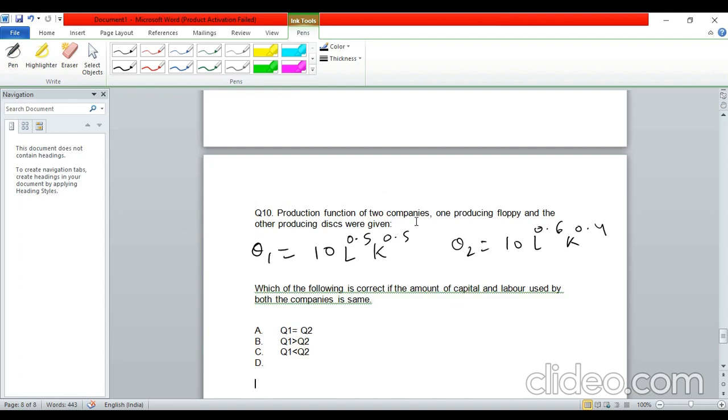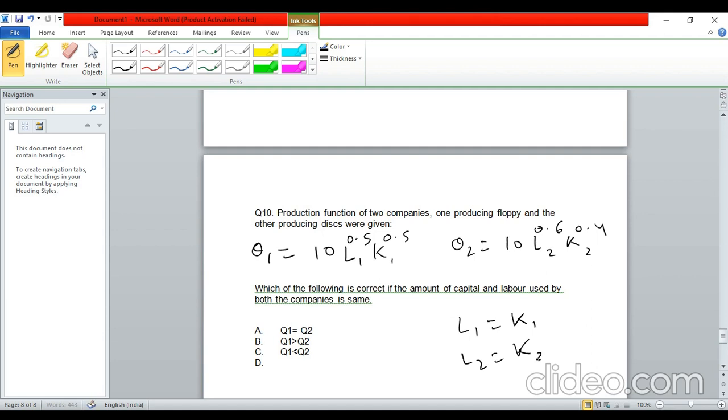Okay, guys, now the 10th question. Here, two companies were given, one producing floppies and the other producing disks. Two production functions were given, and it was also given that the amount of labor and capital used by each company is the same. If I write L1, L2, and K1, K2, it was mentioned in words that L1 is equal to K1 and L2 is equal to K2.